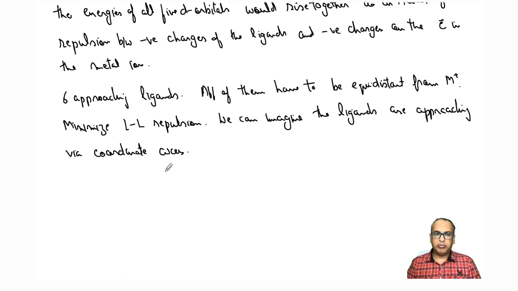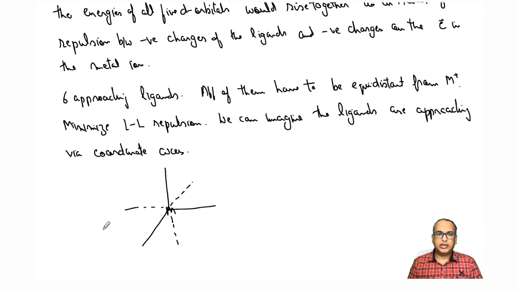So when you have the metal atom sitting at the origin, let's say, and these are your coordinate axes, the ligands are now coming from these sides, because that way they will be equidistant from the metal atom and also equidistant from each other. So the ligand repulsion would also be minimized, and there is no preference of one ligand over the other because all of them have to form similar bonds, right? So this happens in the octahedral case.